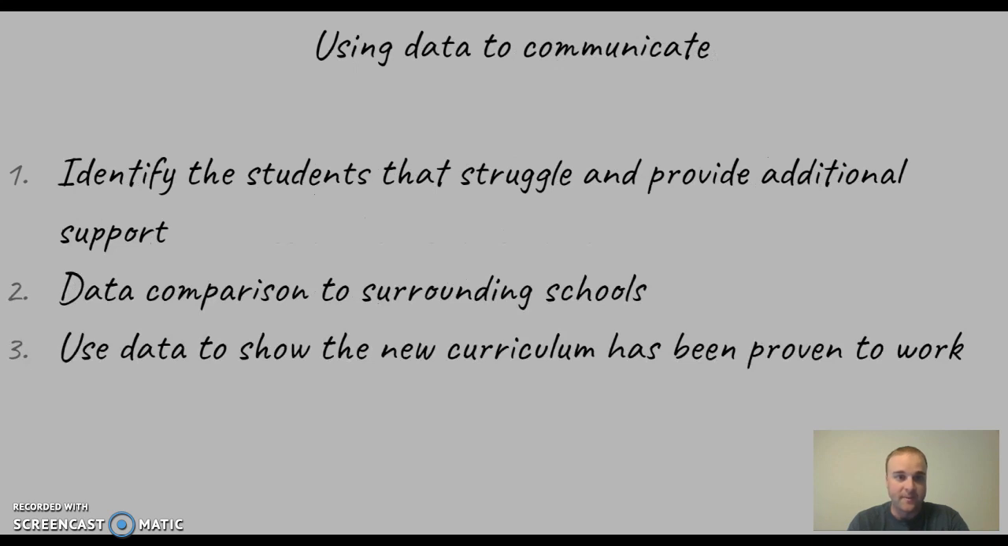Using the data to communicate, I will identify the students that struggle and provide additional support to them. Maybe offer them some remedial classes or offer them more time in the reading classroom. I can compare data to the surrounding schools. How are other schools doing in their reading test scores? Maybe we can collaborate with them and find out if they have good scores. We can get some of their ideas that they use. And then I will use the data to show that the new curriculum that we are incorporating has been proven to work in other places and has a proven track record.